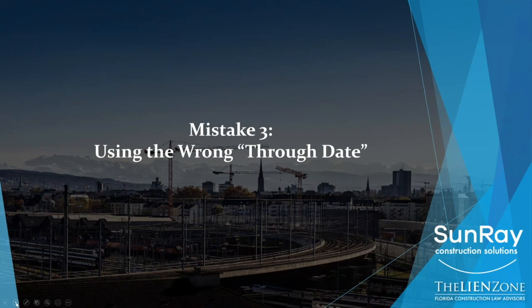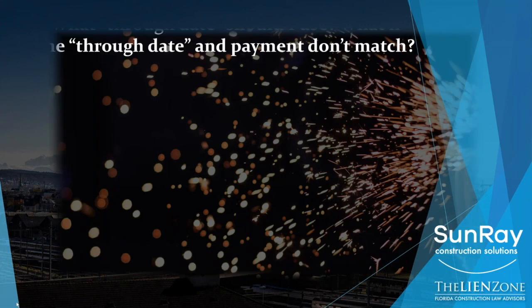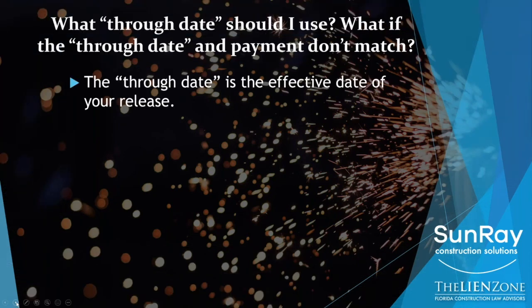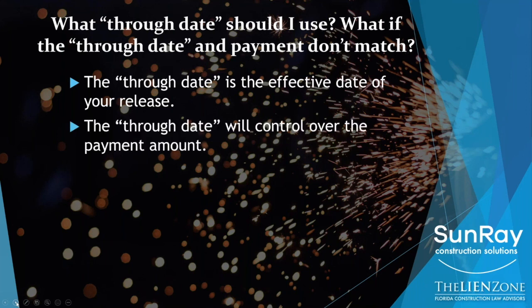The last mistake, using the wrong through date. So what through date should you use? And what if the through date and payment date don't match? So understand that the through date is the effective date of your release. So whatever the through date is in the release, that's going to be the effective date of your release. The through date will always control over the payment amount. This is a mistake that we see clients make all the time.